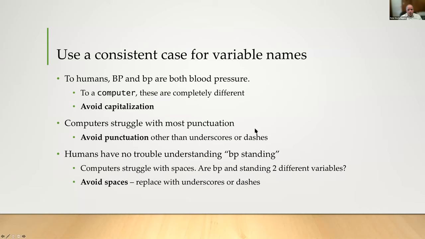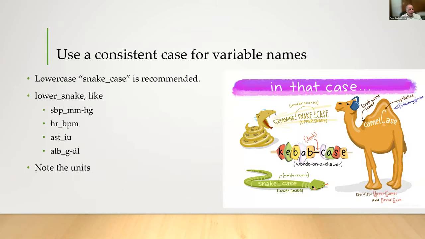Computers struggle with most punctuation. A lot of times the punctuation is used for various functions. So avoid punctuation other than underscores or dashes. And humans have no trouble understanding something like "BP standing", but computers struggle with spaces. They wonder, are BP and standing two different variables? So it's helpful to avoid spaces and replace these with underscores or dashes. And generally, lowercase, or what's called snake case, with an underscore between lowercase words is recommended.